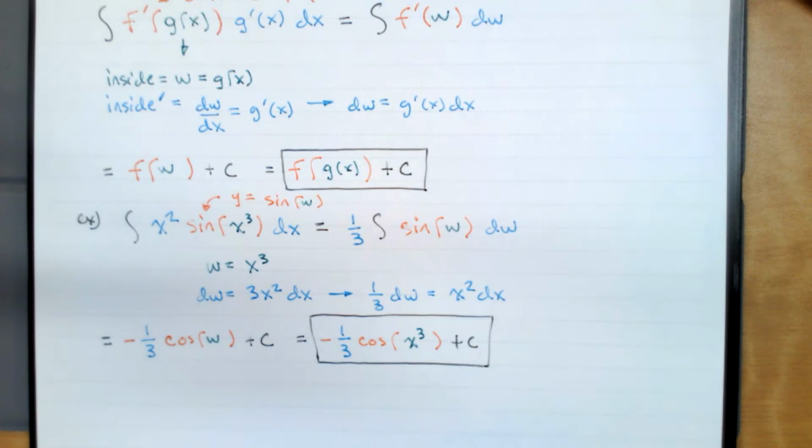Any questions? So this is where we make that decision. The only thing that we could be off by is a constant factor. I've got x squared dx, 3x squared dx. I can easily deal with that 3. We'll just divide both sides by 3.